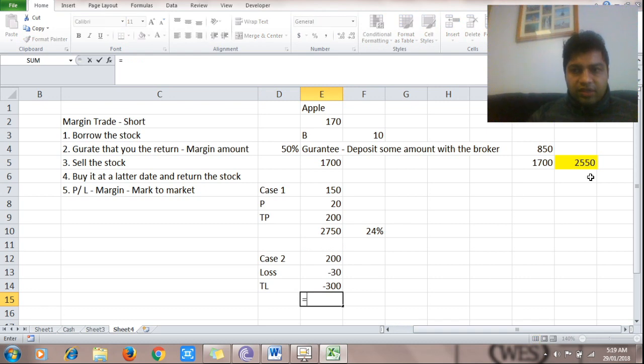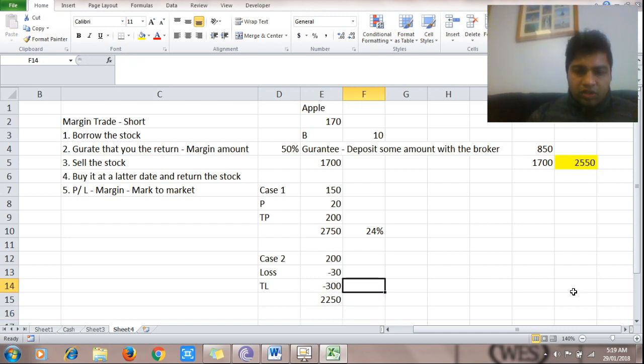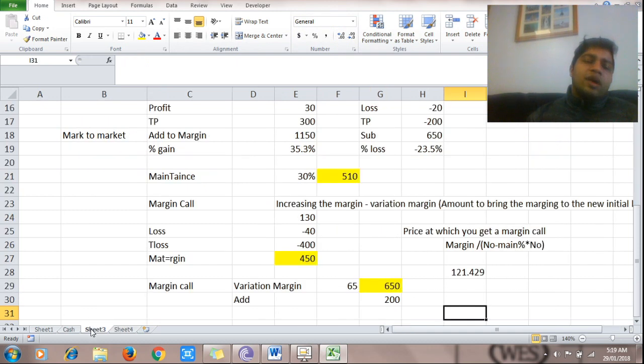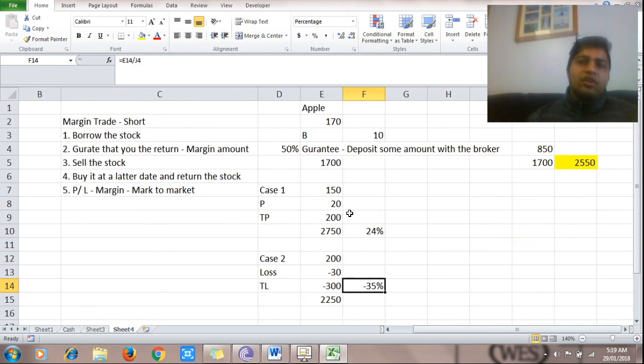This will be adjusted from your margin. So your margin shows 2250, and you're getting a loss percentage. You have lost $300 on the $850 you invested, so you're losing 35%, so your loss is 35%. So like in margin buy, in margin sell, profit and loss are multiplied because you're just depositing a fraction of the amount.